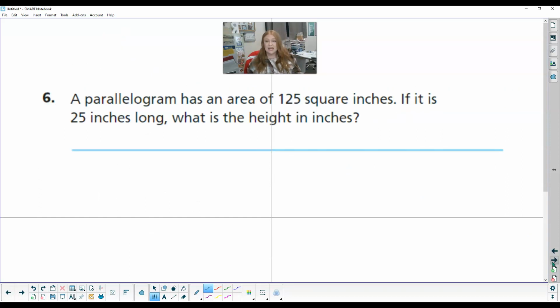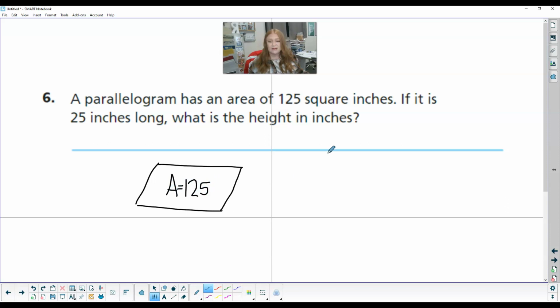Number 6 says that a parallelogram has an area of 125 square inches. So this time it is giving me that total area. So the area is 125. My formula is area equals base times height. The base is 25, so 125 is the area. The base is 25. I'm looking for the height.